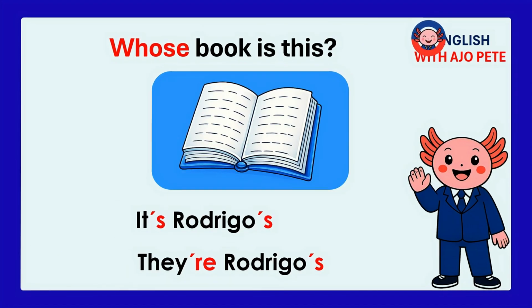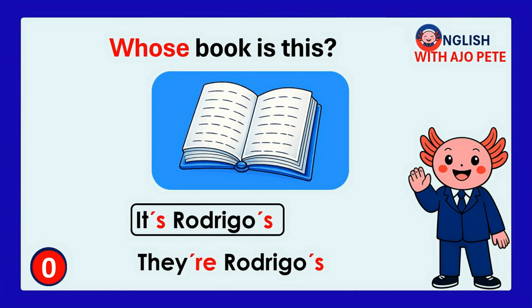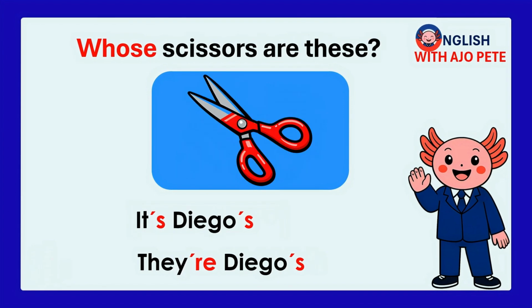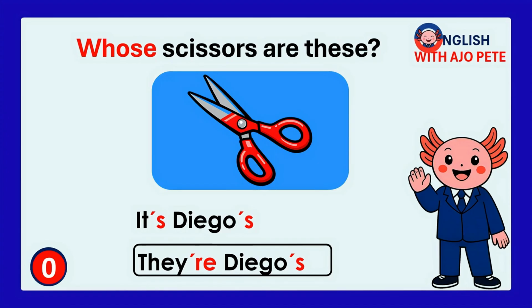Whose book is this? It's Rodrigo's. Excellent. Whose scissors are these? They're Diego's. Splendid.